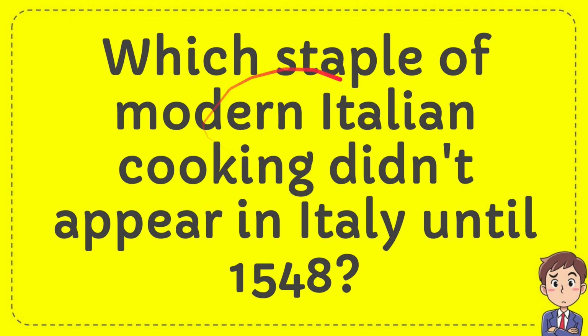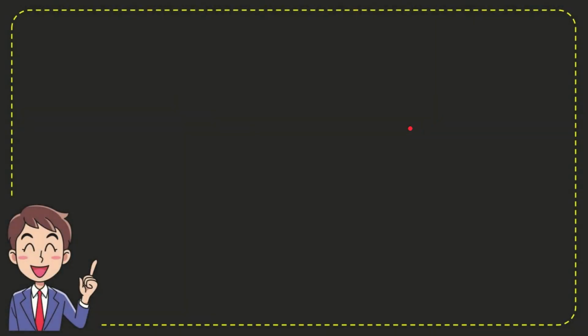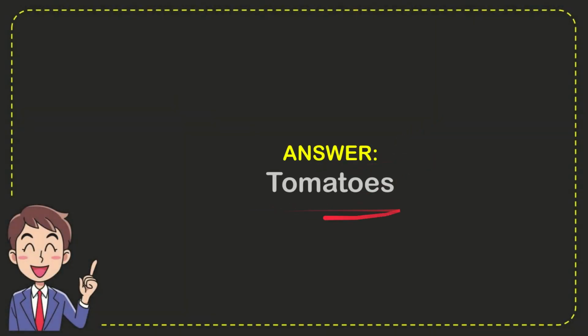I'm going to give you an answer for a question. The question is, which staple of modern Italian cooking didn't appear in Italy until 1548? Now I'll give you the answer: the correct answer is tomatoes. So that's the answer for the question, tomatoes.